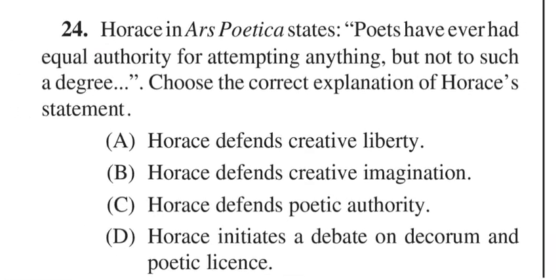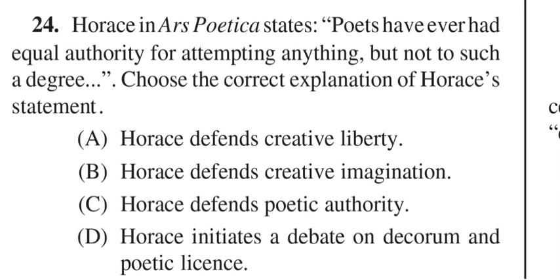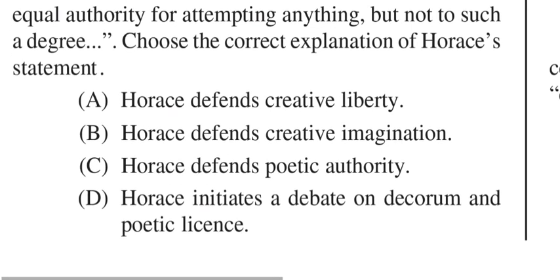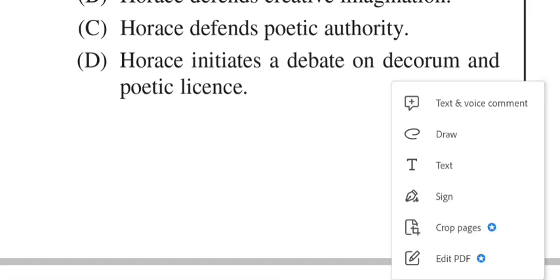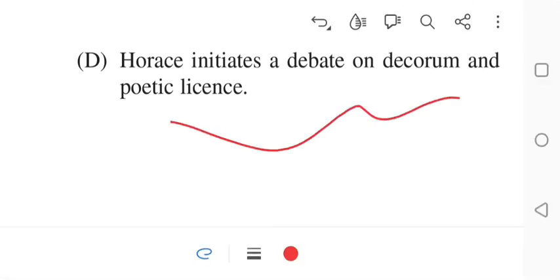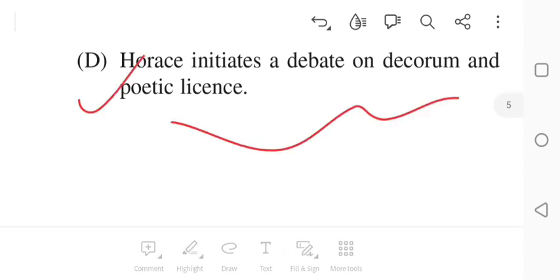Number 24, it says, Horace in Ars Poetica states, poets have ever had equal authority for attempting anything, but not to such a degree. Choose the correct explanation of Horace's statement. It's a famous work by Horace, you must read. Horace defends creative liberty, Horace defends creative imagination, Horace defends poetic authority, Horace initiates a debate on decorum and poetic license. Correct answer is D, Horace initiates a debate on decorum and poetic license.